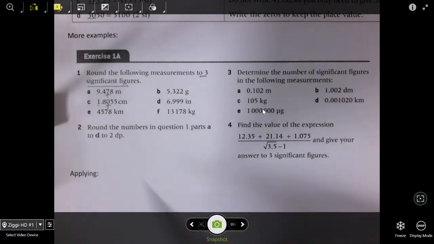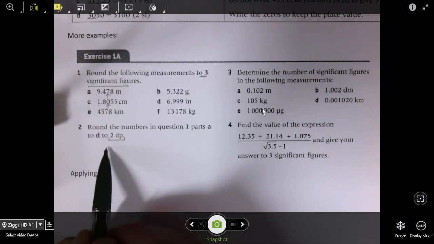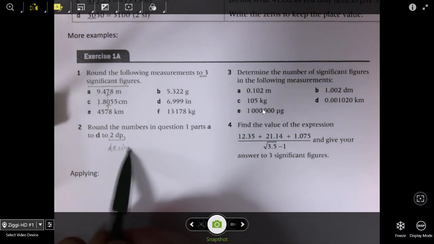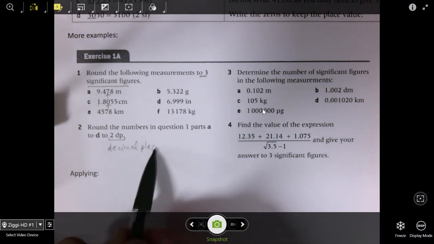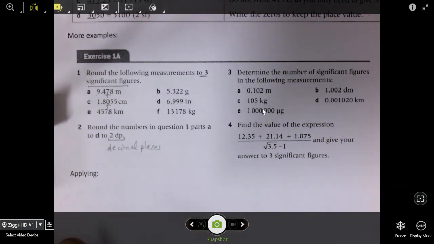Okay, the other thing you're going to see sometimes is DP, and that stands for decimal places. So that's a little bit easier. You've done that more in math class. You count at the decimal point, okay? Number 3 is like the example, so that's why it's asking you. I want to show you number 4.